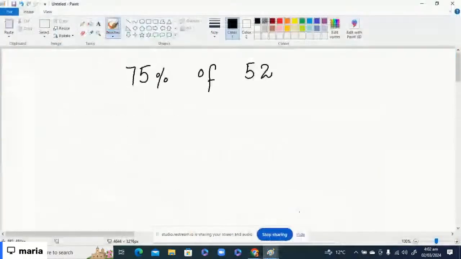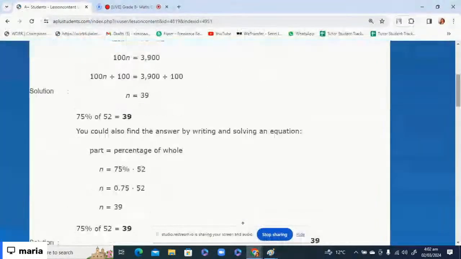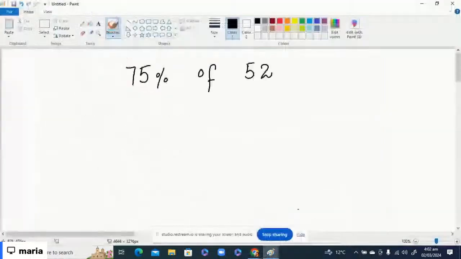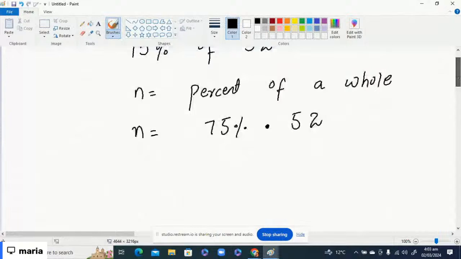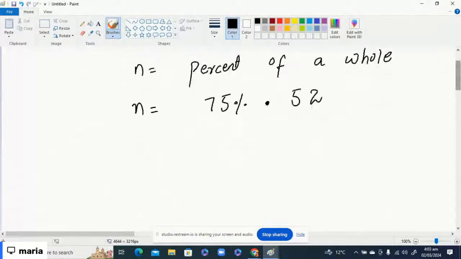So what is that method? This method is that first, you just choose n, and n equals the percent of a whole. So here is n. This is 75% times, this is the sign of times, 52. How to find the 75%? Just simply divide 75 over 100.